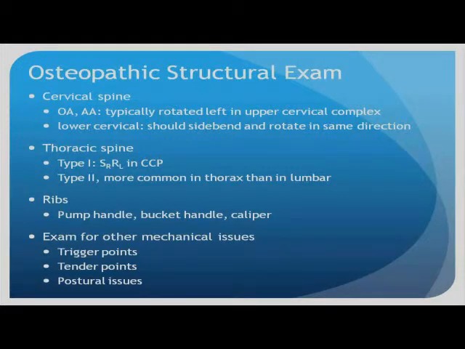Look for type 1 dysfunctions in the thoracic spine, because they are often indicative of postural problems that you're going to need to address, and type 2 dysfunctions because of the impact that they can have on local nerves and ribs and so on and so forth.